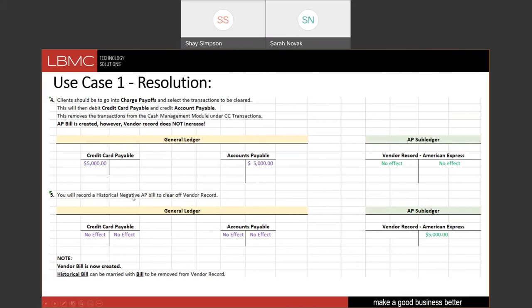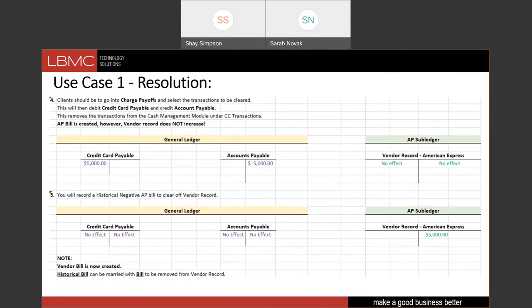Now, why did I load it as a negative AP bill and not a credit memo? Well, up until the R4 2020 release, you couldn't load credit adjustments or debit adjustments as historical. You can do that now. So you do have the flexibility. Would you have to do it as a negative AP bill? No. You could load it as a credit memo and still load it as historical.